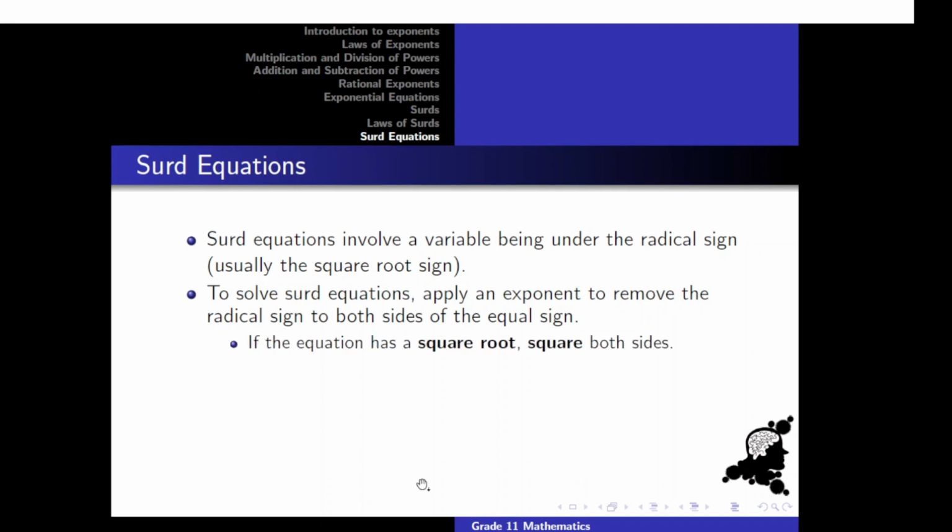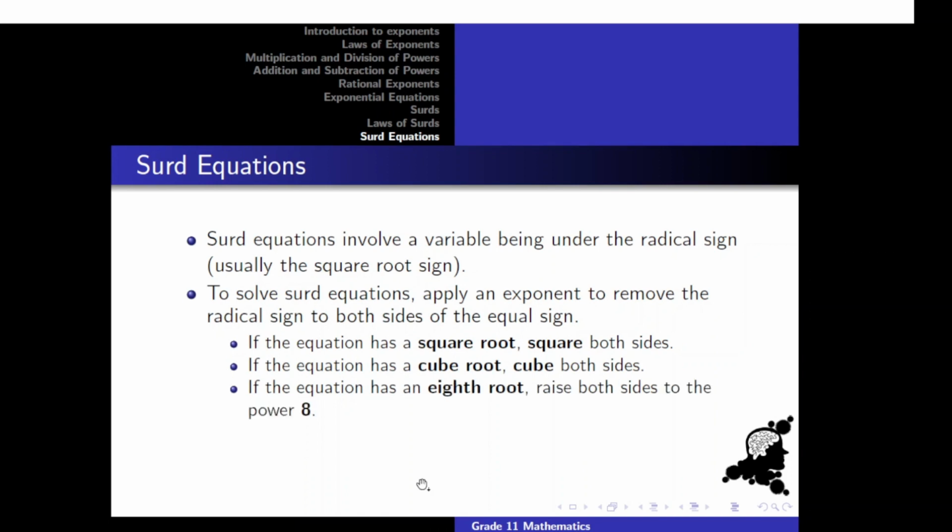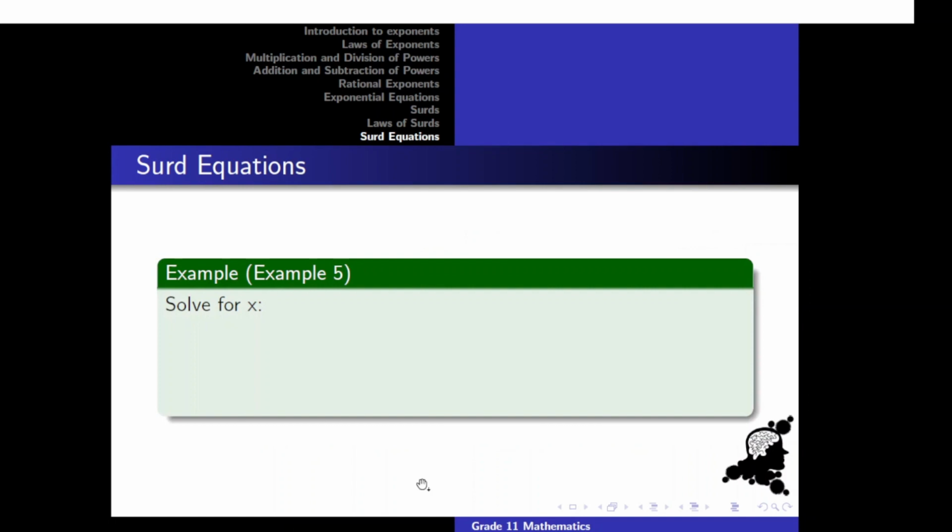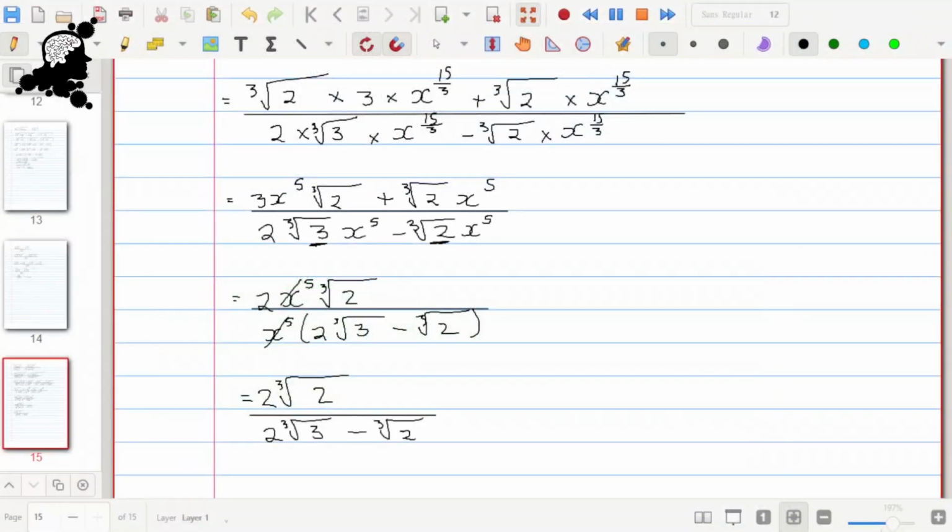What do I mean by this? If we have a square root, you need to square both sides because the square root and the square cancel each other out. If we have a cube root, you need to cube both sides because the cube and the cube root cancel each other. If we have an 8th root, we raise both sides to the power 8. I think you get the basic idea. Let's look at a couple of examples. So, here's our first example where we're solving for x. Let's go to the writing board and let's attempt this question.